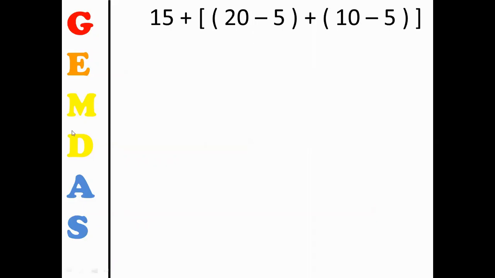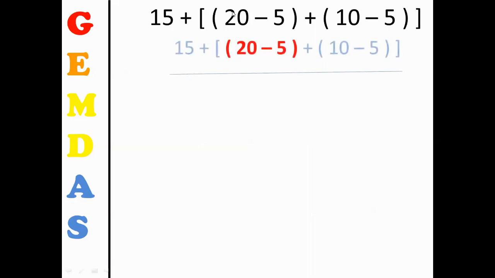Looking at this problem, what do you think our first grouping symbol is going to be that we're going to solve? Very good. The first grouping symbol we see is going to be 20 minus 5. So that's the first step we want to take. So we're going to go ahead and solve it. 20 minus 5 is going to be 15.